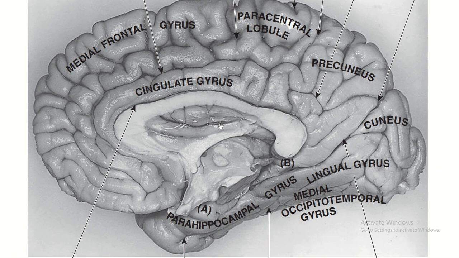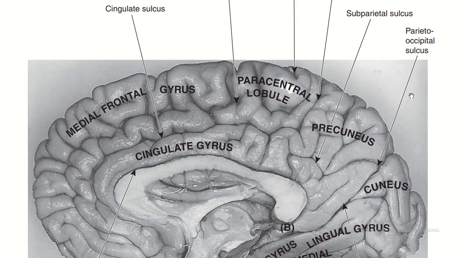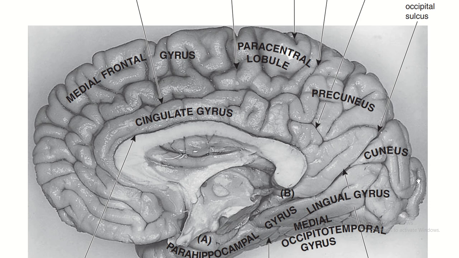Right, so looking at the medial surface of this hemisphere, there are certain things that we cannot see from the lateral, right? So I'm going to talk about the occipital lobe, looking for it at this region. This is your parietal lobe being divided by what you call your parietal occipital sulcus. This is your occipital lobe.